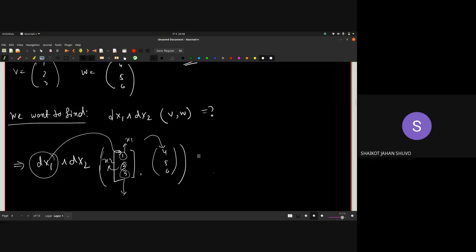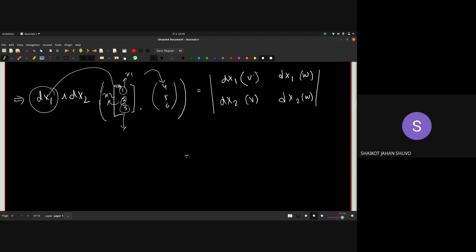So you would write it as, if you want to be rigorous and all that, you want to be extra careful, you can write it as this v1, or so to say v dx1 w, dx2 v, dx2 w, and this is just acting at 1 and 4, right?